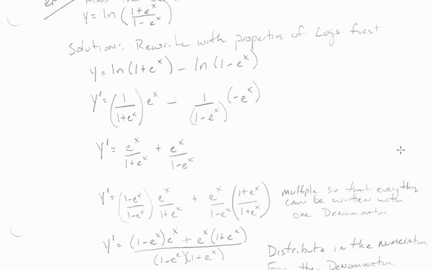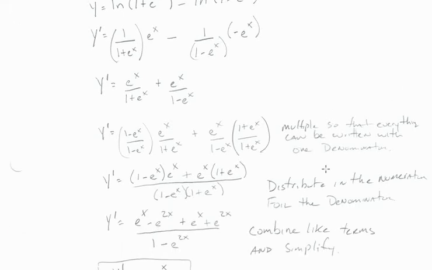And on the right hand side it's missing the 1 plus e to the x. We're going to multiply it by 1 in the form of 1 plus e to the x divided by 1 plus e to the x. So on the bottom we have a common denominator of 1 minus e to the x times 1 plus e to the x. On top we're going to distribute that e to the x through on the left hand piece, and there's one on the right hand piece.